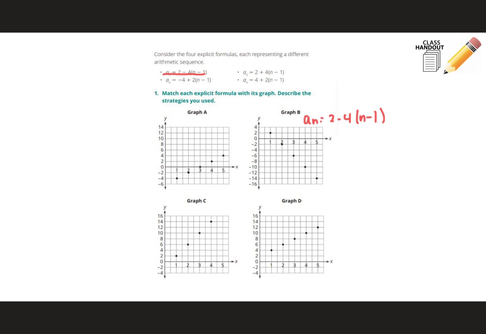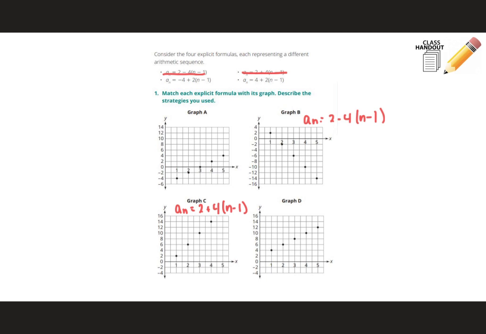Well, we know the one that starts at 2 is graph C. So it starts at 2 and a common difference is 4. The next term is 6. So it goes from 2 to 6 to 10. So that looks like it seems to be adding 4. So that's going to be graph C. So this is an equals starting point is 2 plus 4 times n minus 1.